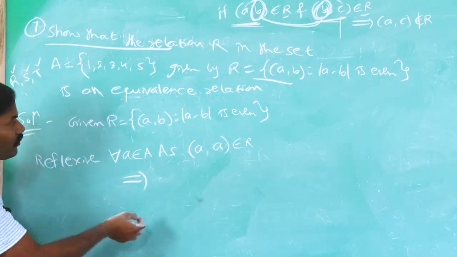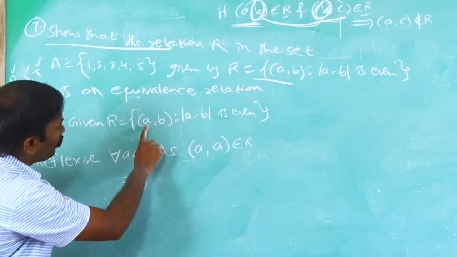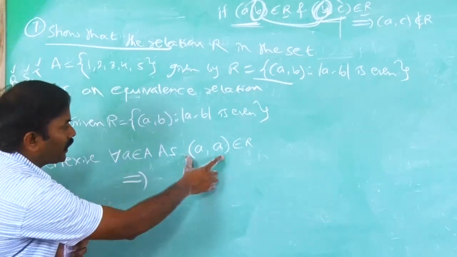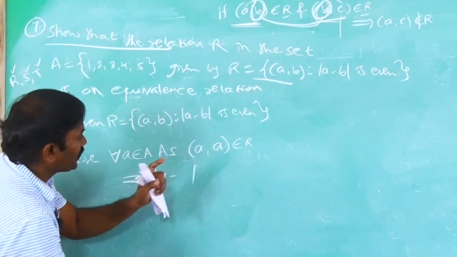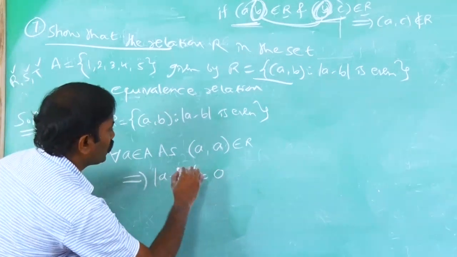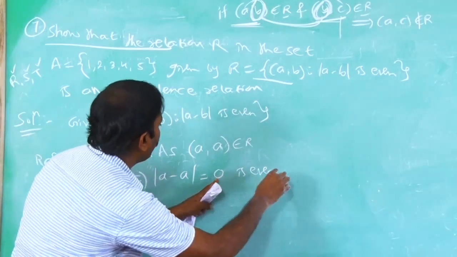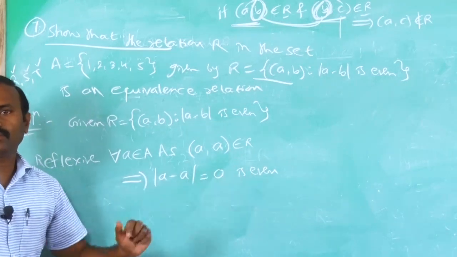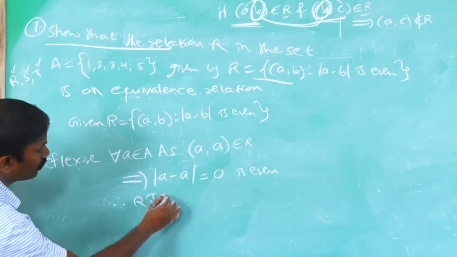So what is the relation? Any ordered pair is in the relation only when the modulus of the pair's first element minus the second element is an even number. So any pair in the relation means the modulus of the first element minus the second element, which is the modulus of A minus A, is 0. But this is an even number, 0 is even. Now this is true. This means the relation is reflexive. Therefore, R is reflexive.